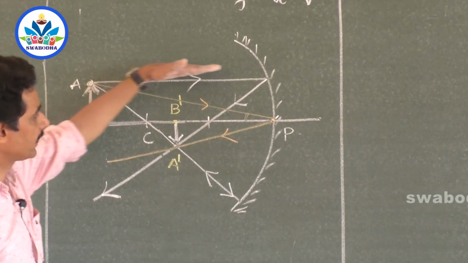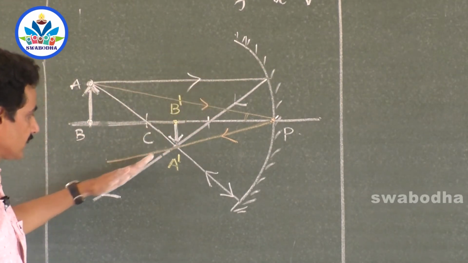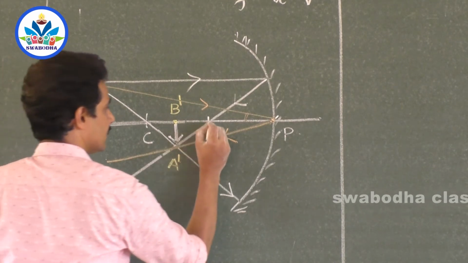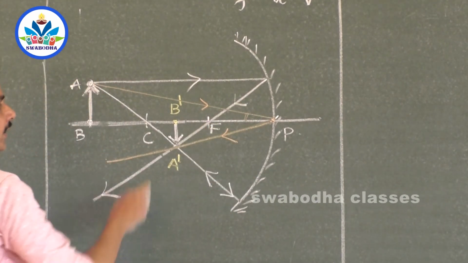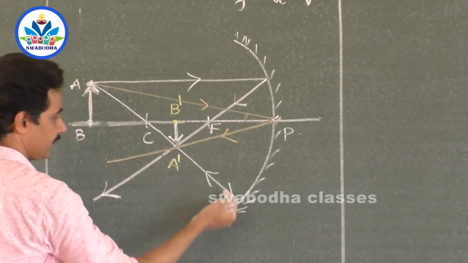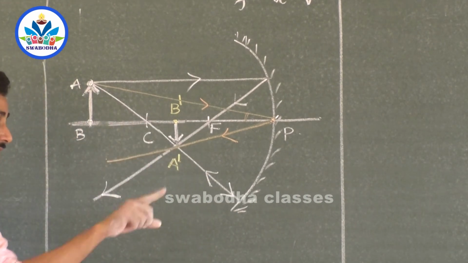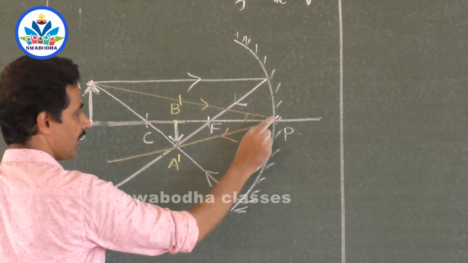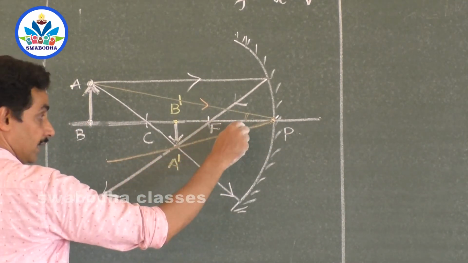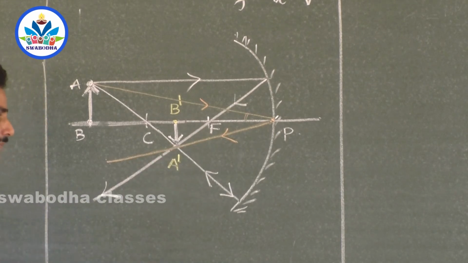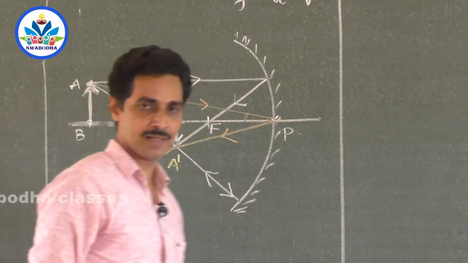One ray parallel to the principal axis, after reflection passes through the focus. Here is the focus. Another ray passing through the center gets reflected back in the opposite direction, along the same path. Another ray incident towards the pole, after reflection passes with the same angle of reflection to the same point. So these three rays I must draw.